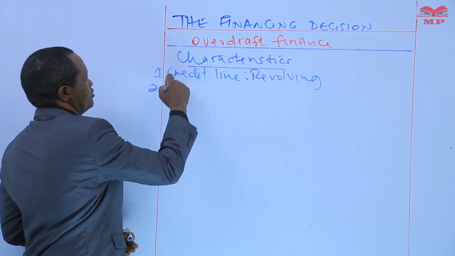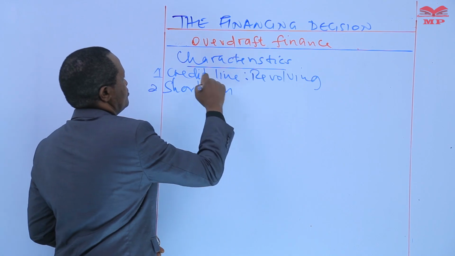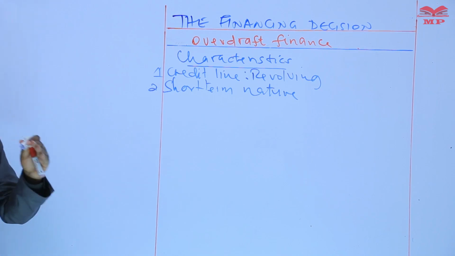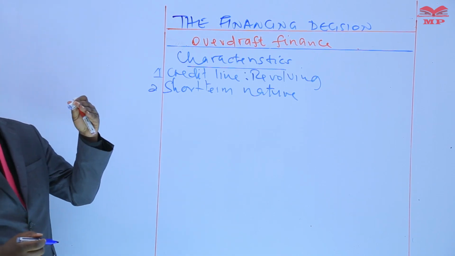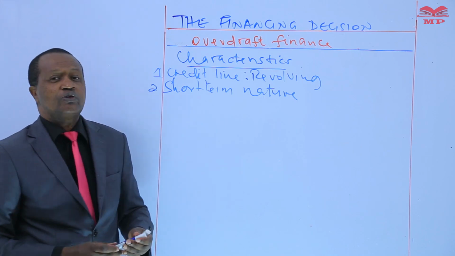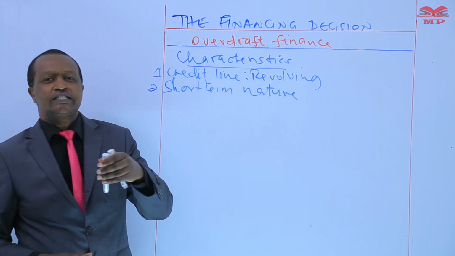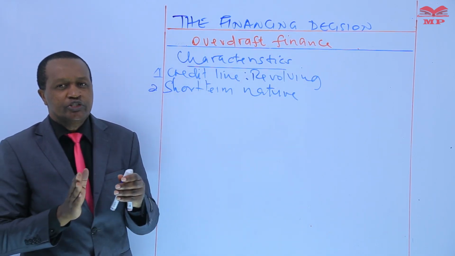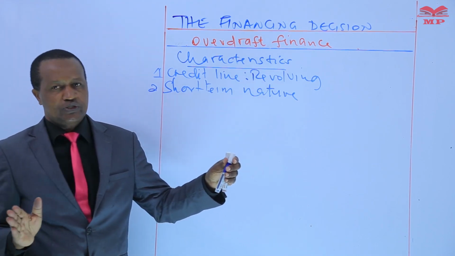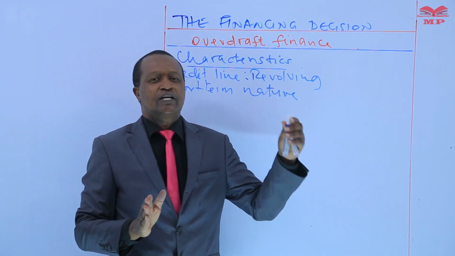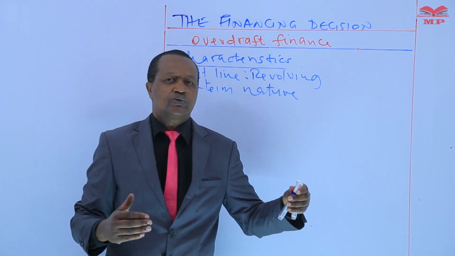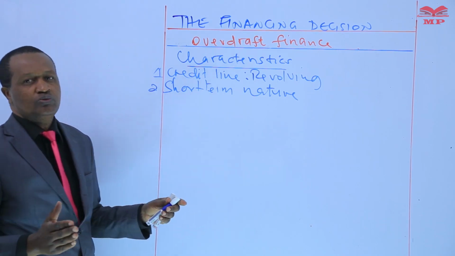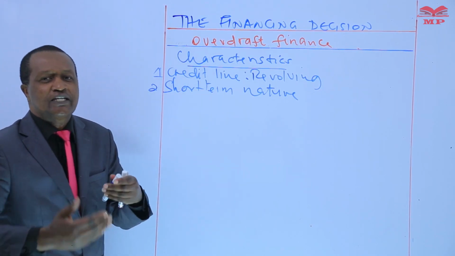Number two, short-term nature. Overdrafts are typically short-term borrowing solutions that are designed to cover temporary cash flow shortages, or they are used to bridge the gap between inflows and outflows. A business may have fluctuating cash inflows and outflows. So the overdraft serves as a bridge between the two. It's a short-term financing solution.